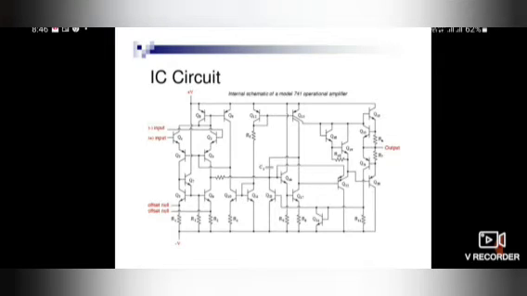This is the integrated circuit, that is the IC of the operational amplifier. In a single chip, it consists of these amplifiers, that is the transistors, resistances and capacitances.